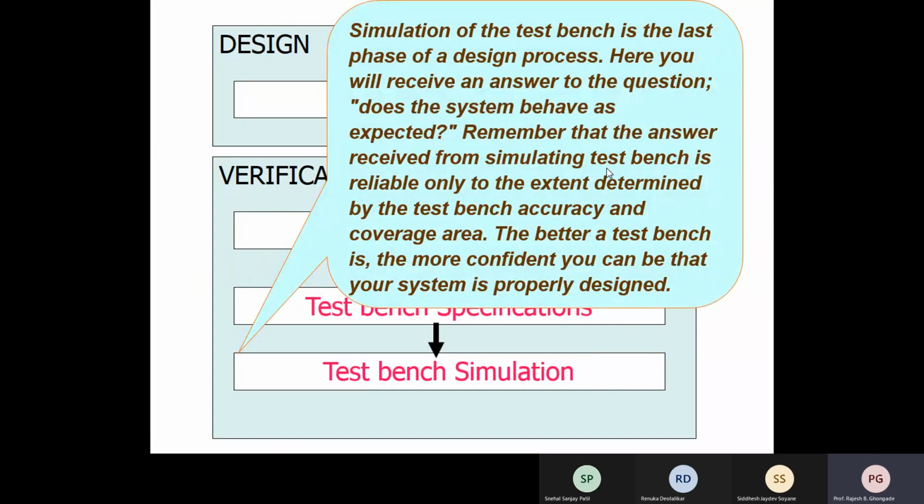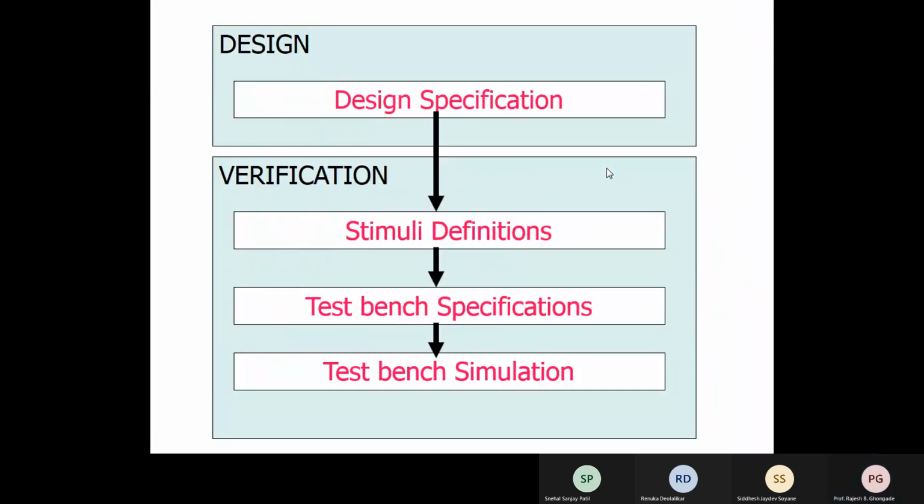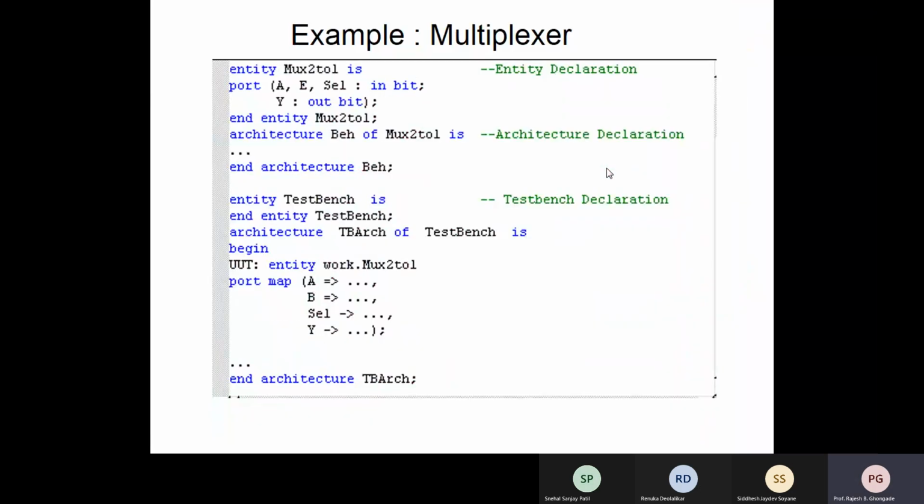Remember that the answer received from simulating the test bench is reliable only to the extent determined by how accurately you have written the test bench and how much coverage you have done in creating the stimuli. The better a test bench is, the more confident you can be that your system is properly designed. So writing a test bench and then executing it is really the crux, a very important step in the entire design. This is an example of the multiplexer.